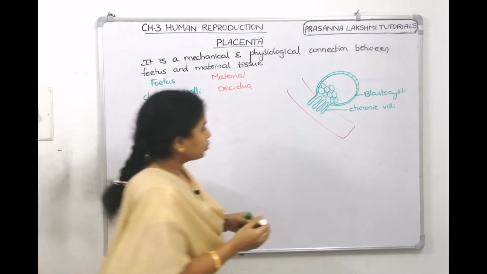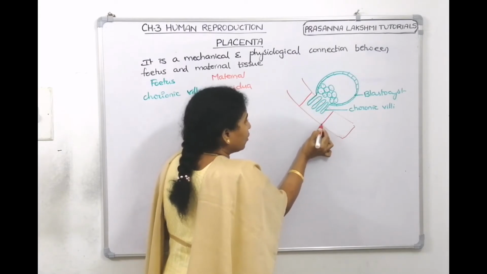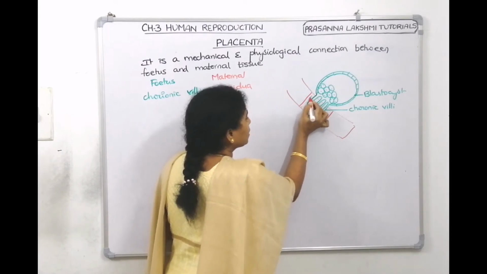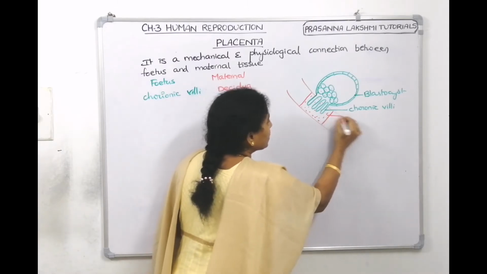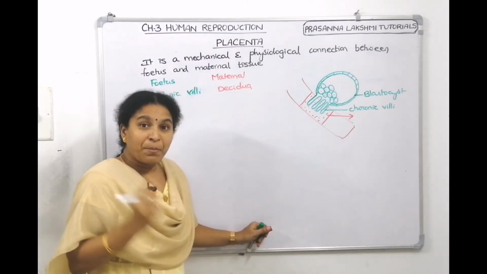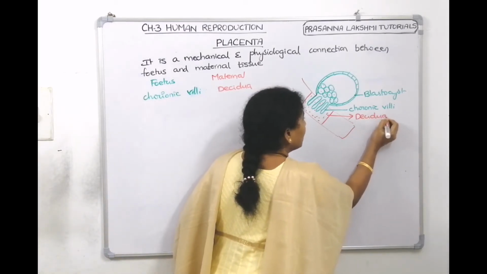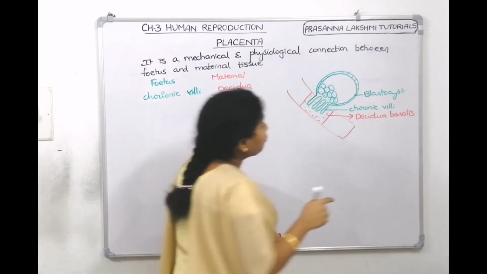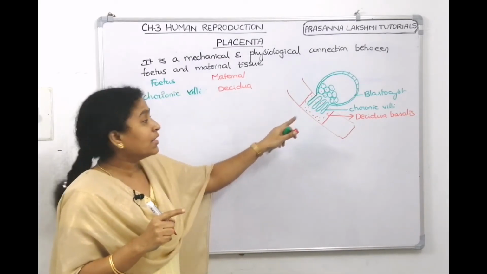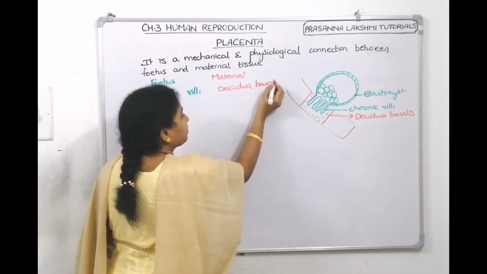The first portion of the decidua, which is in contact with the chorionic villi, is called Decidua basalis. Which portion of the decidua is making the placenta? It is Decidua basalis.